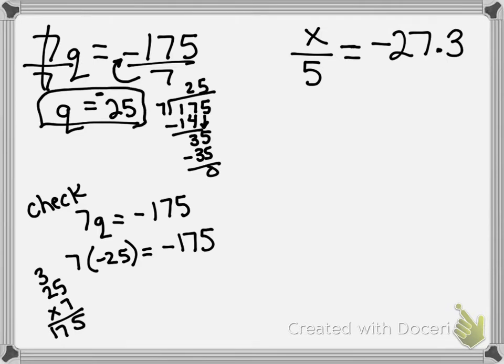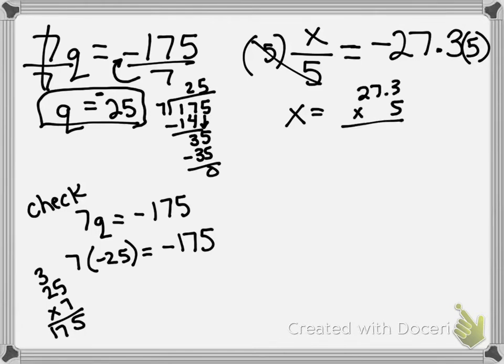Last problem is a division problem. The opposite of dividing would be to multiply both sides of the equation by positive 5. This side of the equation becomes 1x. And the other side, we have to multiply negative 27.3 times 5. 3 times 5 is 15, carry the 1. 5 times 7 is 35, plus 1 is 36. Carry the 3. 5 times 2 is 10, plus 3 is 13.